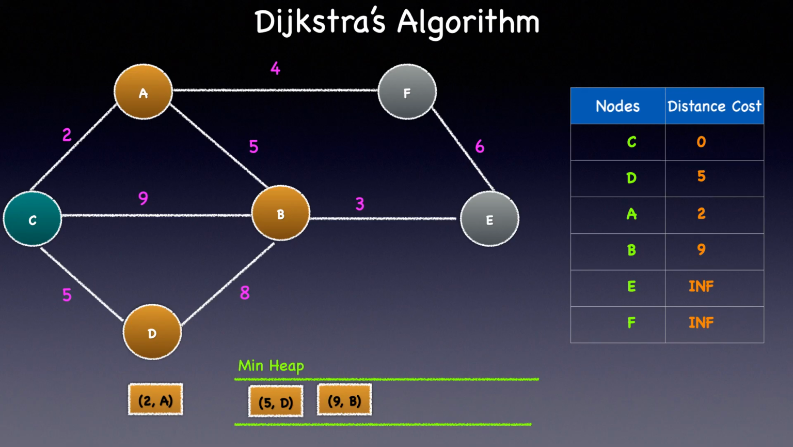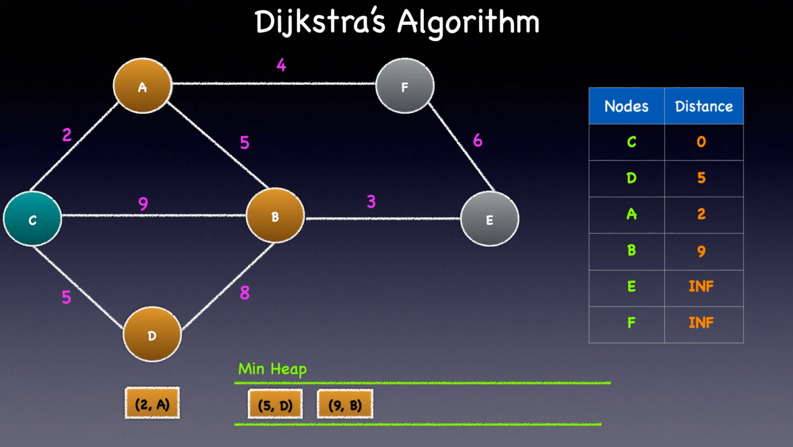Dijkstra's algorithm is a slight modification from the breadth-first search algorithm. In breadth-first search, you also explore all the neighbors of a node, but then you would randomly pick any one of the neighbors. In this case, we pick the nearest neighbor. That is the only difference between the two.